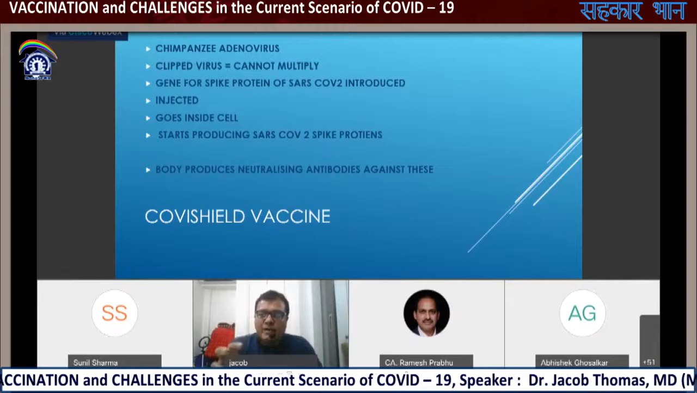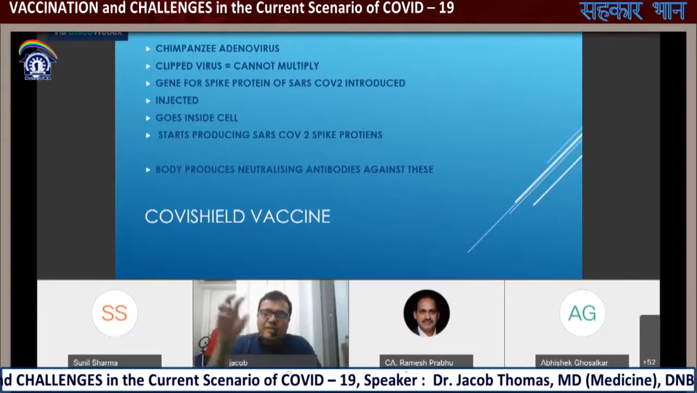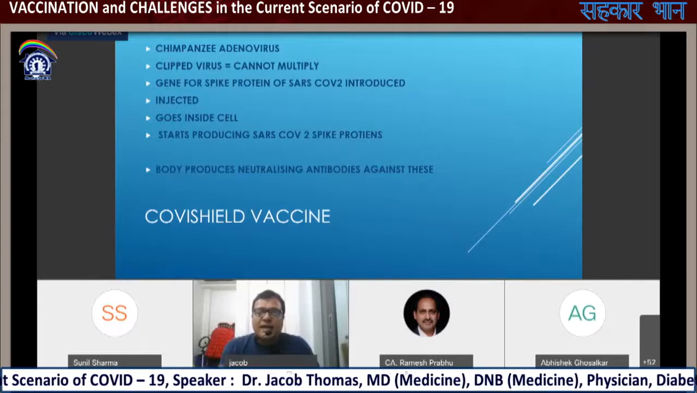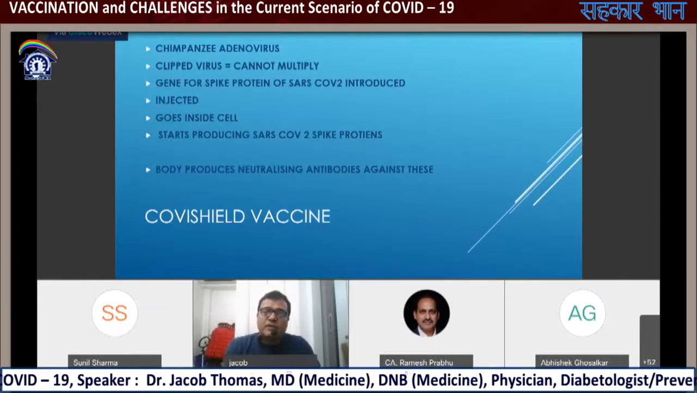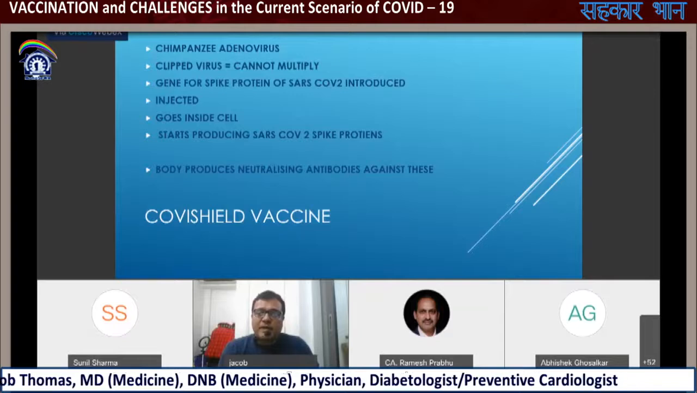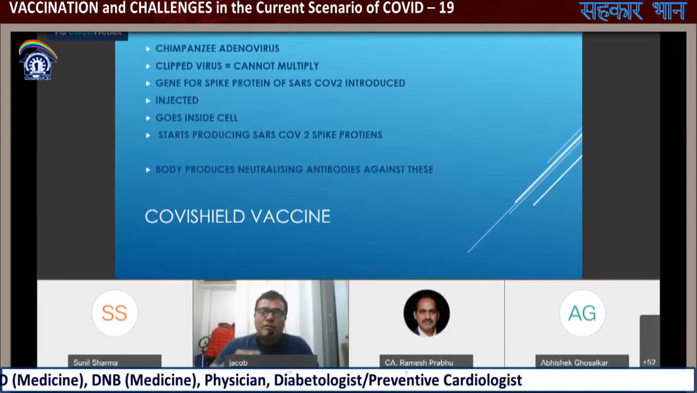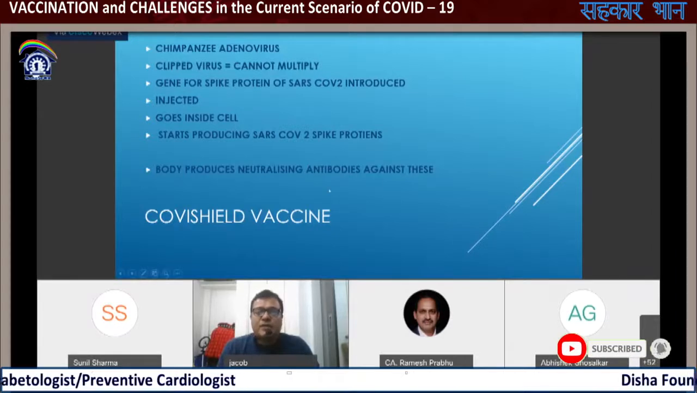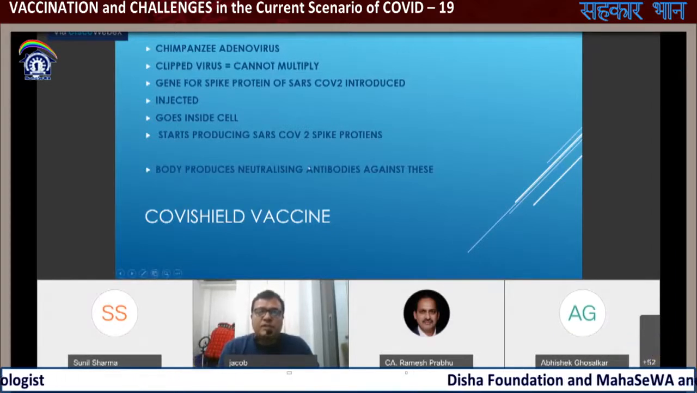So that adenovirus will go and infect the human cells, and it will take over those cells and produce the SARS-CoV-2 spike proteins. Once it produces the spike proteins, the human body will produce antibodies against the spike protein, and that will be neutralizing antibody. May have led to some confusion in some people, but this is how the Covishield vaccine works.